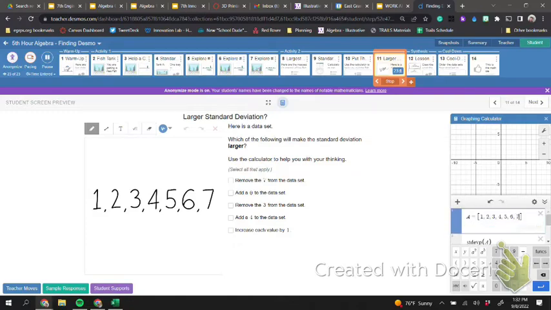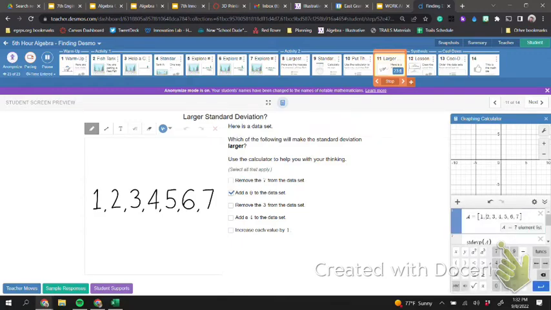Now, we're going to add a 0. And so we added on the low end, far from the center, and it made it go up to 2.29. So it went up. So the 0 made it go up. That's because I pulled away from the center with the 0. Next, I'm going to remove 3 and see what happens.